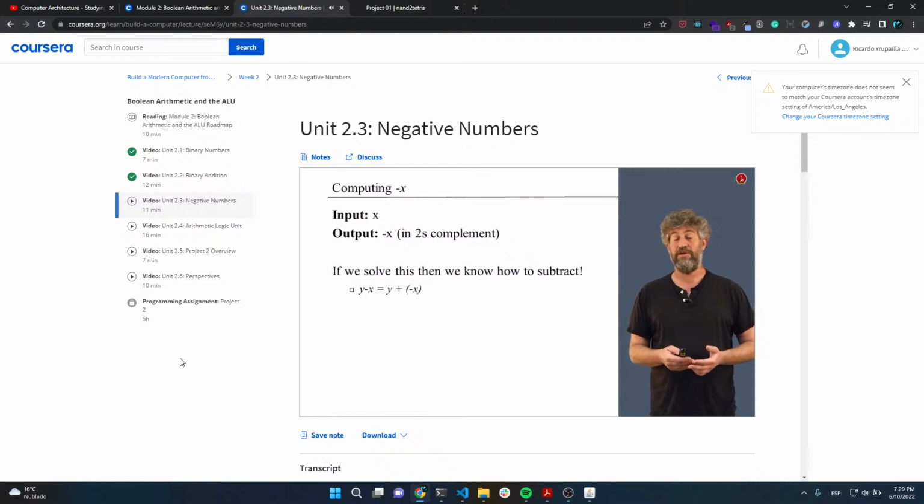Because if you want to do y minus x, you just need to add negative x to y. And addition we already know how to do. So once we can compute negative x from an input x, we've already solved the subtraction problem, and that's a good thing because we don't have to build new hardware for it.